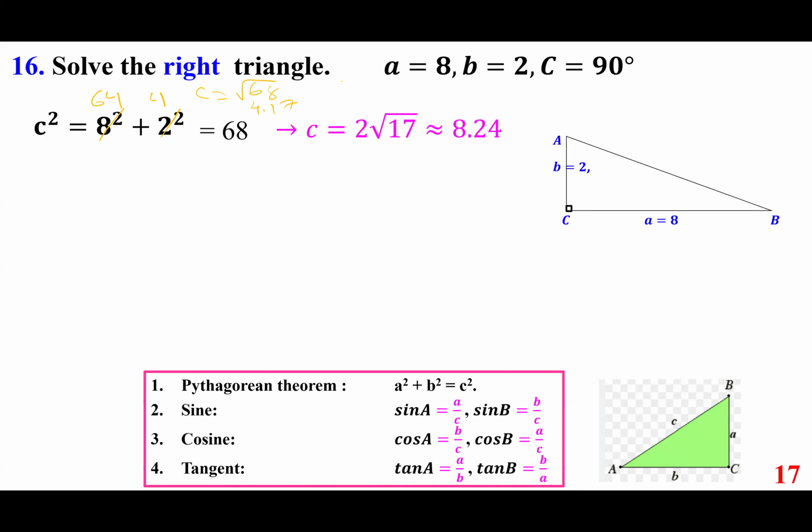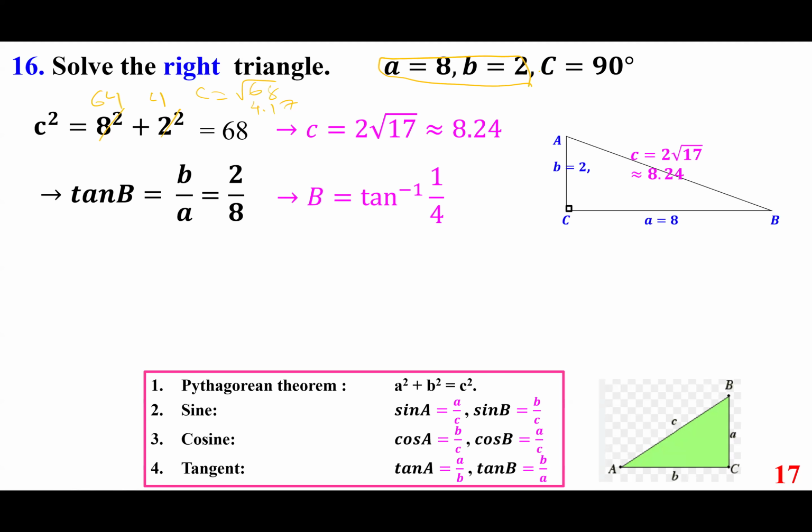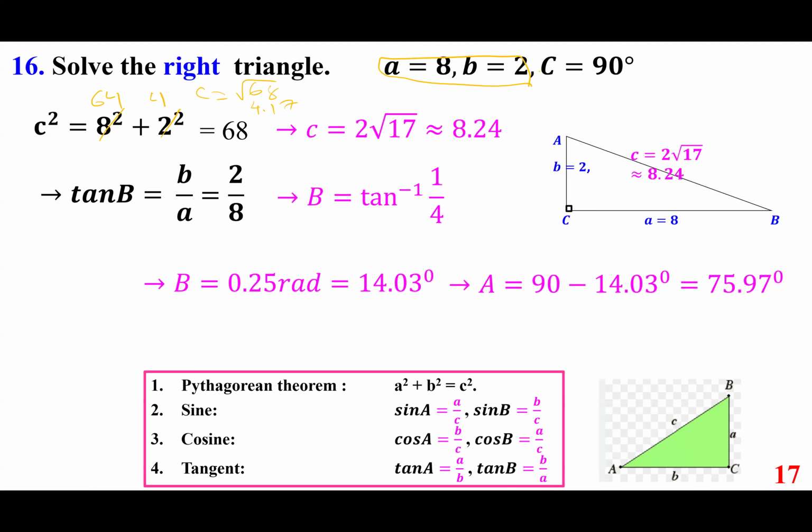Because A and B are given, don't use sine and cosine, rather use tangent. Tan of B equals B over A, 2 over 8, 1/4. So B must be tan inverse of 1/4, not a common arc. You have to use a calculator, and we end up with 0.25 radians or 14.03 degrees. Subtracted from 90, we get the last angle, and we write all of it.